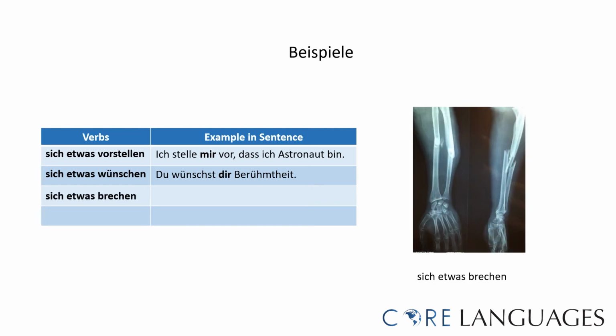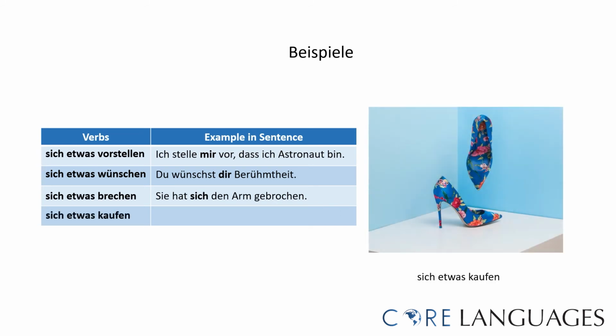Sich etwas brechen, to break something. Sie hat sich den Arm gebrochen. She has broken the arm for herself. She has broken herself the arm. Sich etwas kaufen, to buy something for oneself. Kaufst du dir die Schuhe? Are you buying yourself the shoes?